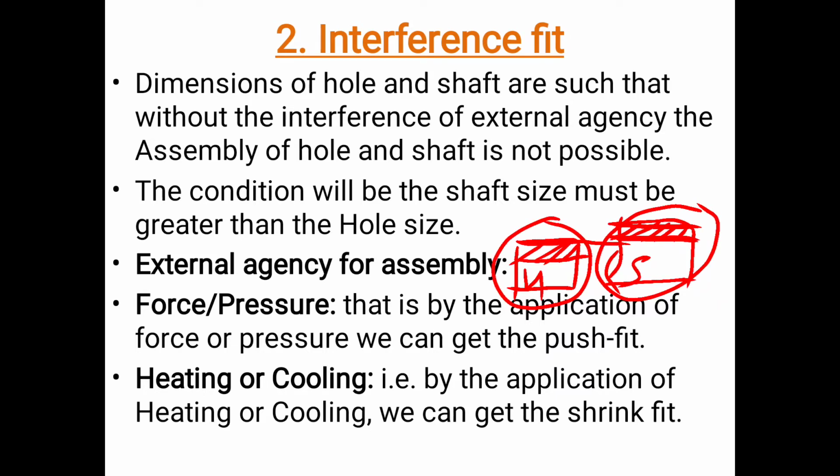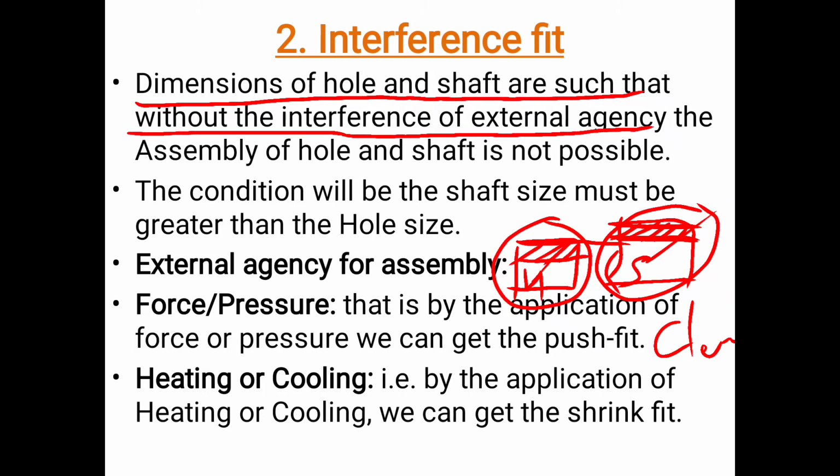Okay, it is exactly opposite to that of clearance fit. In clearance fit what happens, limits of hole are greater than limits of shaft, so there will be clearance fit. And exactly opposite, if limits of shaft are greater than limits of hole, then you will get interference fit. So what happens in interference fit, dimensions of hole and shaft are such that without the interference of external agency, the assembly of hole and shaft is not possible.